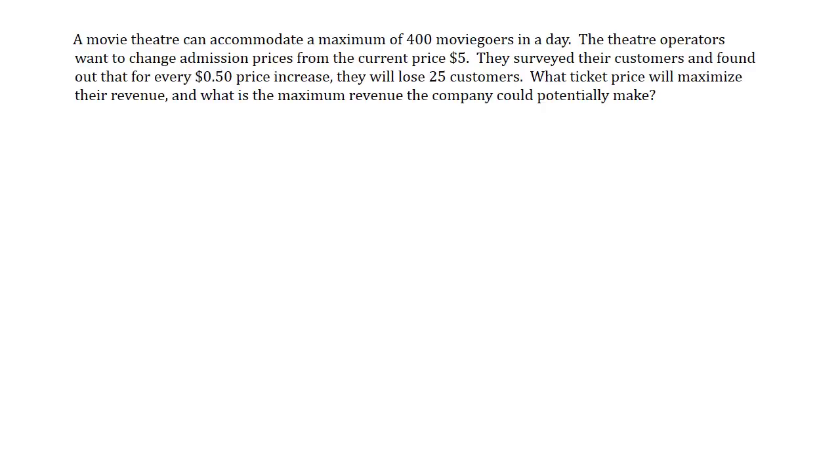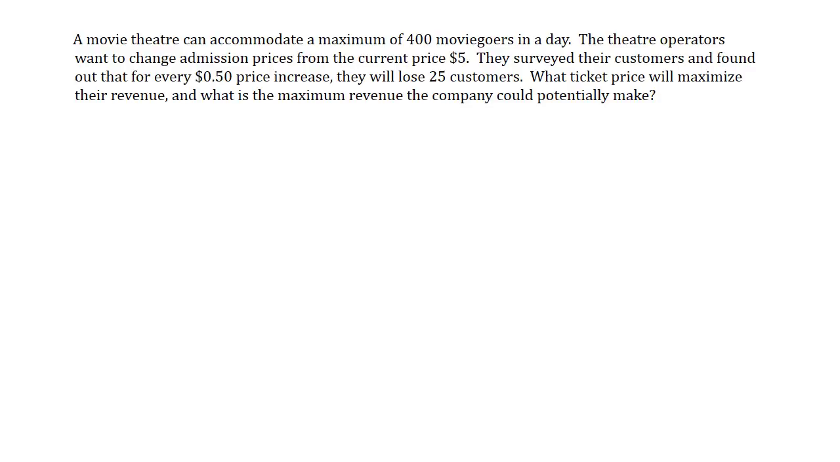It says that a movie theater can accommodate 400 customers, 400 moviegoers, and right now they're charging them $5 per day. What the owners are trying to do is see if they can perhaps earn more money. Right now, 400 people paying $5 is going to be $2,000 worth of revenue, 5 times 400. So they're looking to see whether they can do better than $2,000 by looking at various pricing models.